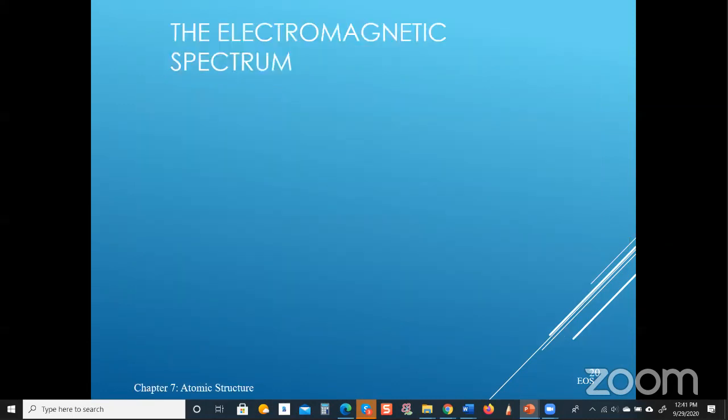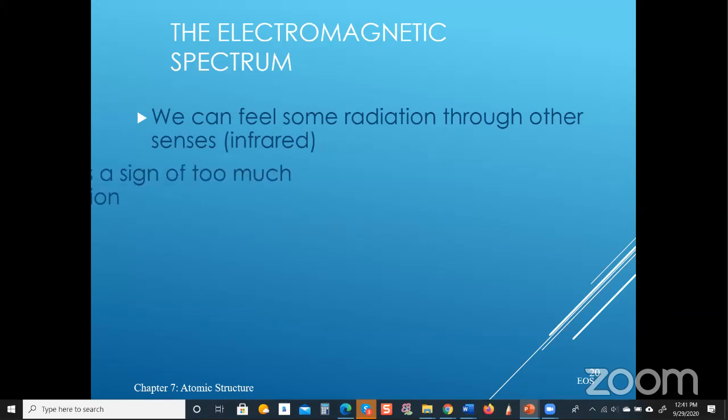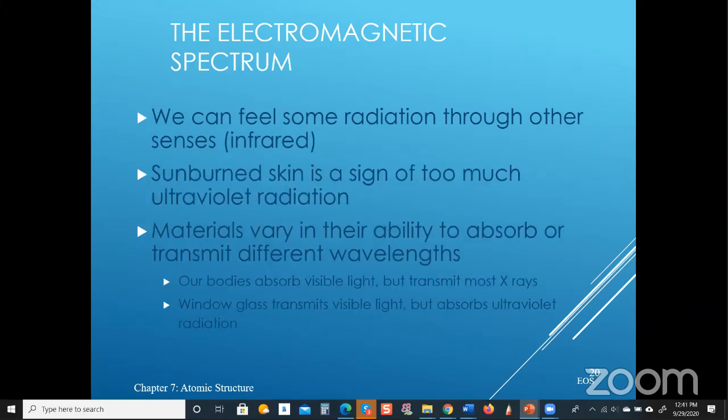Okay, so some general information here about the electromagnetic spectrum. We as human beings can feel some radiation through our senses. Sunburned skin is a sign of too much exposure to ultraviolet radiation. And there are some materials that can vary in their ability to absorb or transmit different forms of radiations of different wavelengths or frequencies. So for example, our bodies absorb visible light, but transmit most X-rays. So X-rays can pass through our bodies.